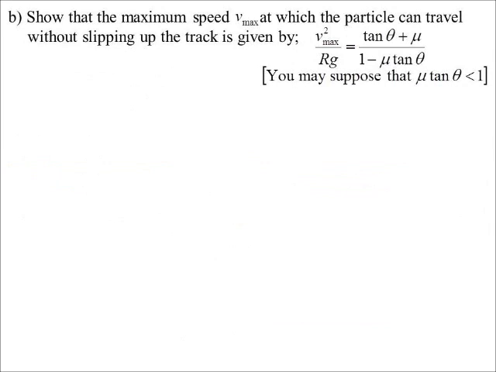The maximum speed that we're going to travel without slipping up the track is given by v squared max, and we're told that's tan theta plus mu on 1 minus mu tan theta, and we can suppose that mu tan theta is less than 1. Oh, that's nice of them. Why would that be? So it can't be undefined. Well, if it was bigger than 1, it would make it negative, wouldn't it? Yeah, okay.